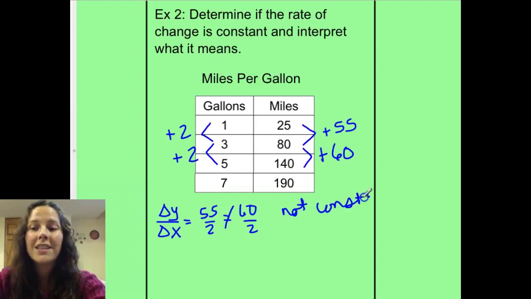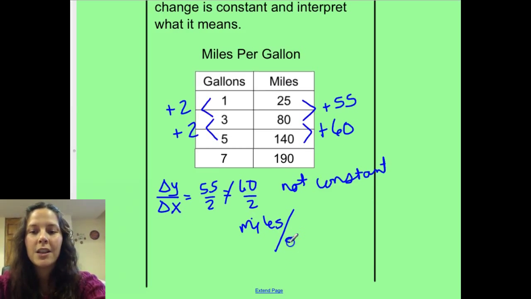There are a lot of things that would make it inconsistent. For example, weather affects it. You get worse gas mileage in the winter than you do in the summer. How fast you drive affects it. The faster you drive, the worse mileage you get, etc. So, as we were already talking about, the change in y was miles, and the change in x was gallons. So each ratio would represent miles per gallon.